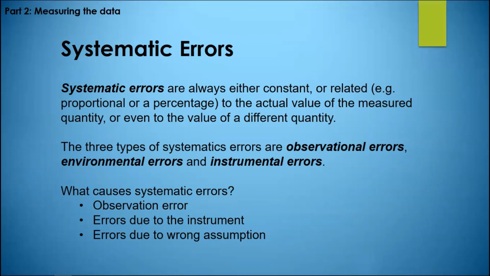And what causes the systemic errors? Observation errors, when you make some observation wrong, right? And errors due to the instrument, when you set up your instrument wrong. And errors due to a wrong assumption, when you start with the wrong prediction or assumption about your experiment.